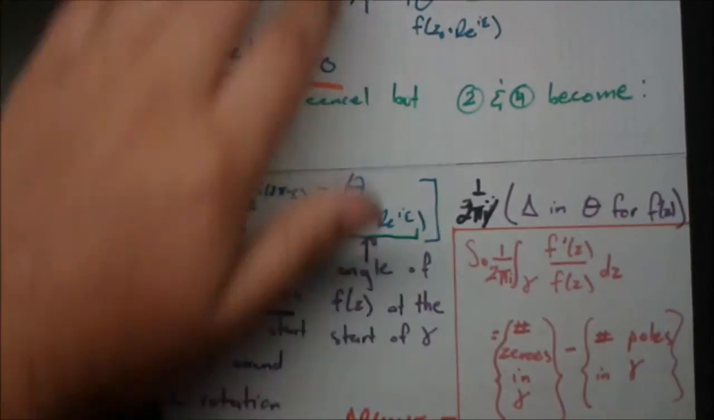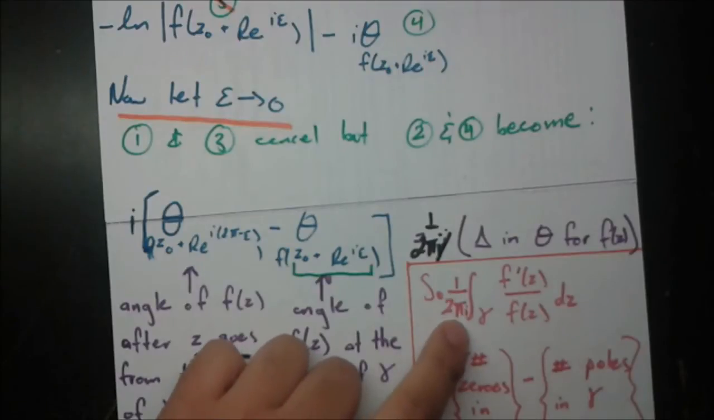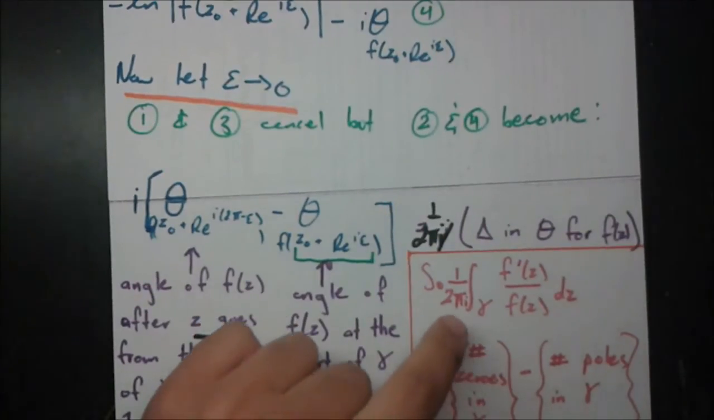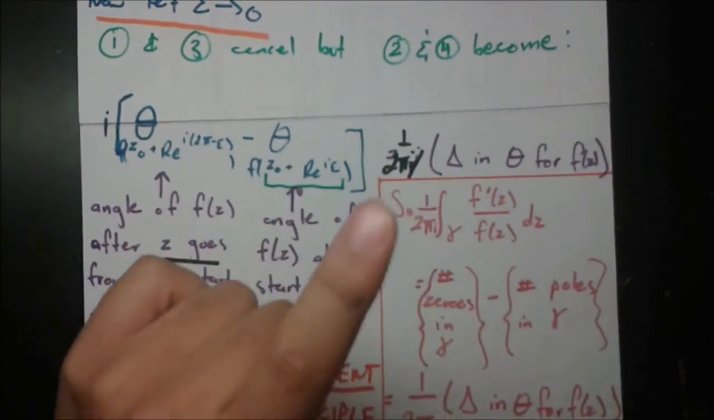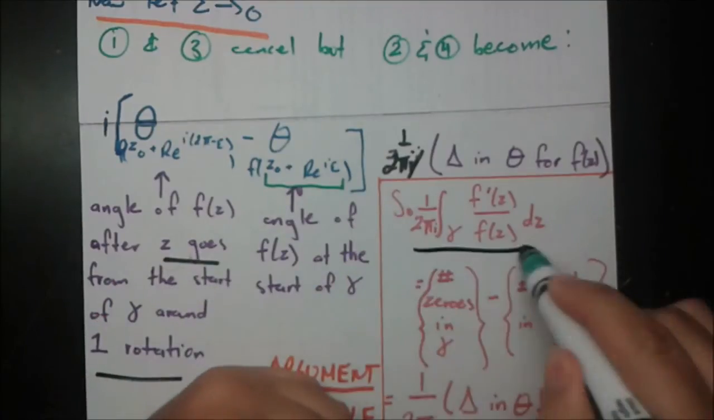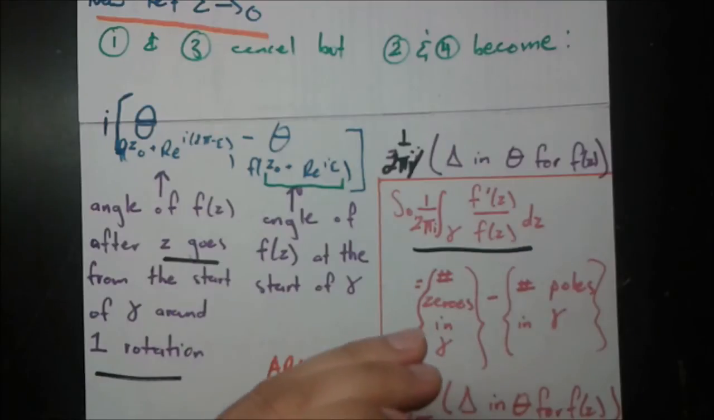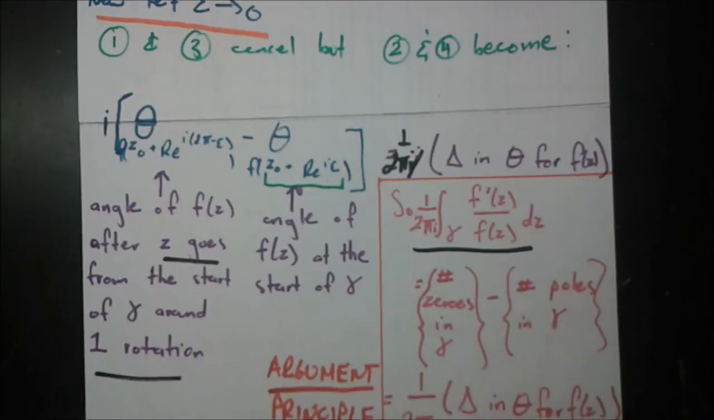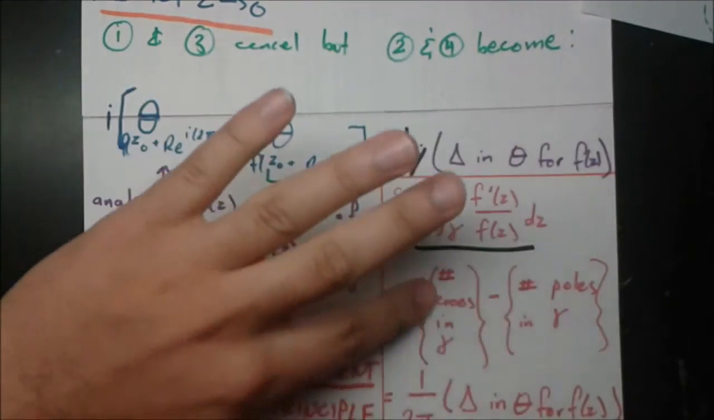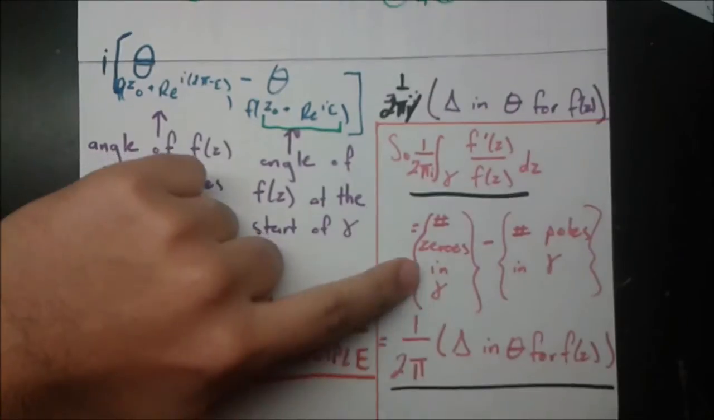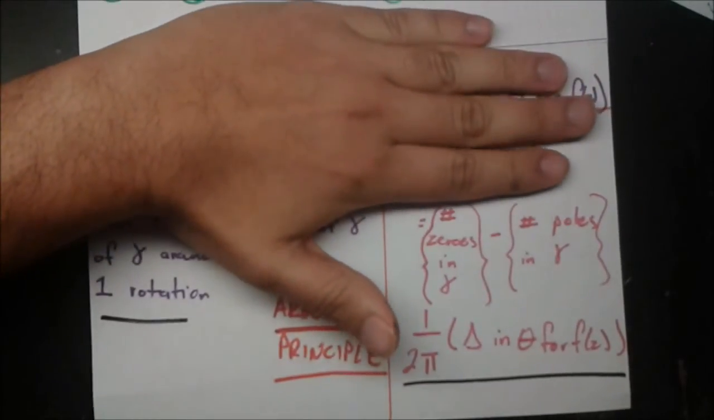But wait, we're not done yet. We've calculated that integral right here. But remember, we calculated that integral in the beginning of this video as a different quantity. We calculated this integral quantity divided by 2 pi i as the number of zeros in gamma minus the number of poles in gamma. So the beautiful thing is that we can cancel out this integral. We don't even need to worry about it, because since we have two equivalent quantities, we can equate them to each other. So we no longer have to worry about integrals.